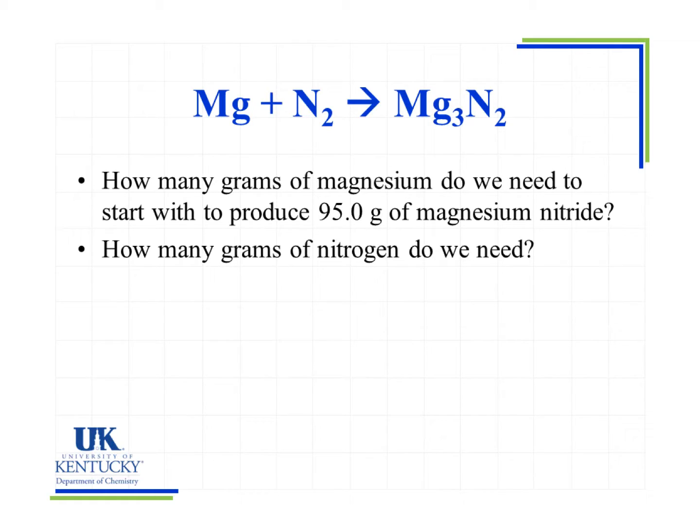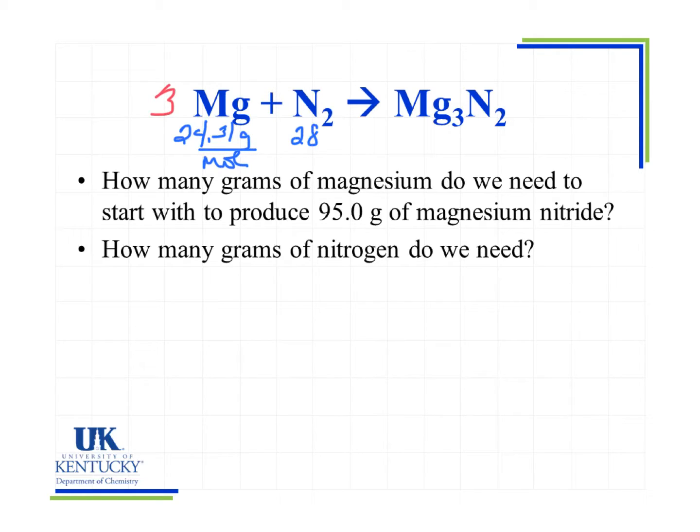So I'm actually going to need to add a coefficient in here. I'm going to add a 3 in there in order to balance the magnesium. So now I have a balanced chemical equation. The next thing I'm going to do is actually put in my molar masses, just so when I start to do my calculations, I already have this information compiled.